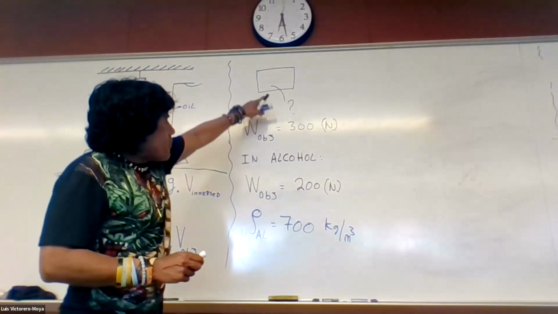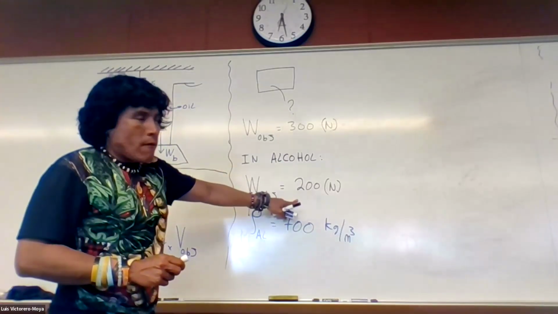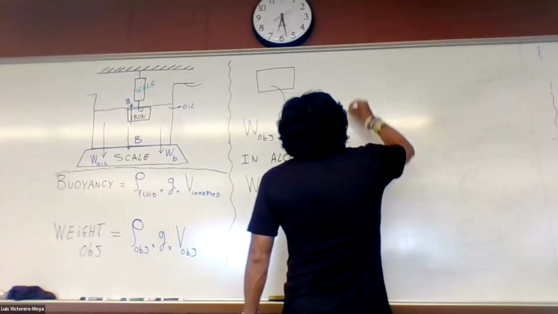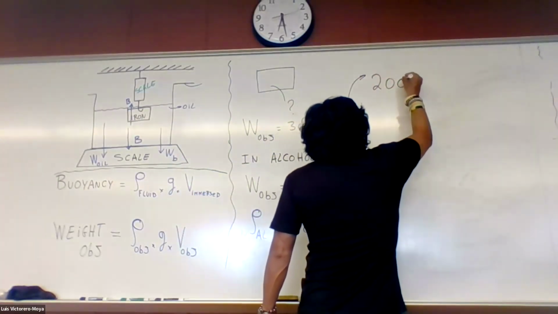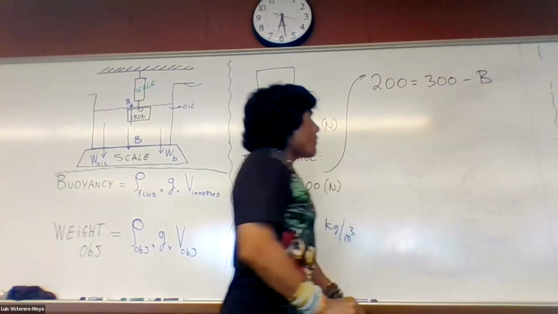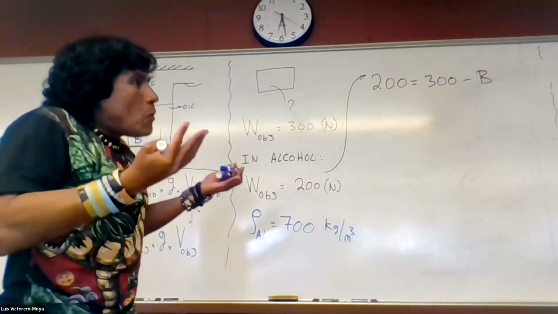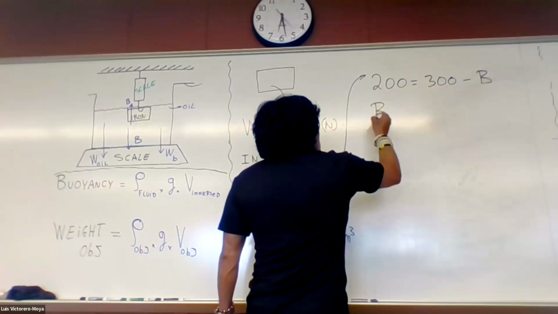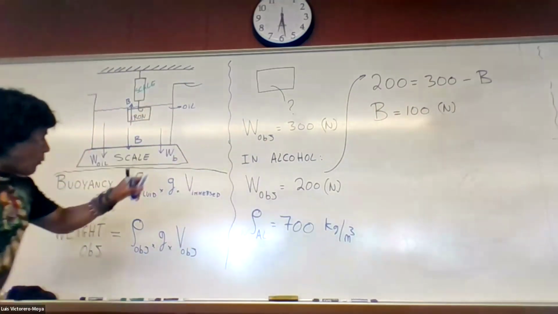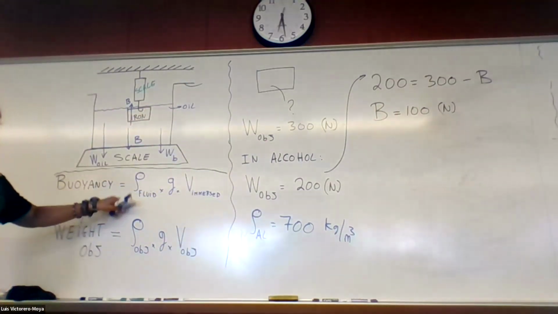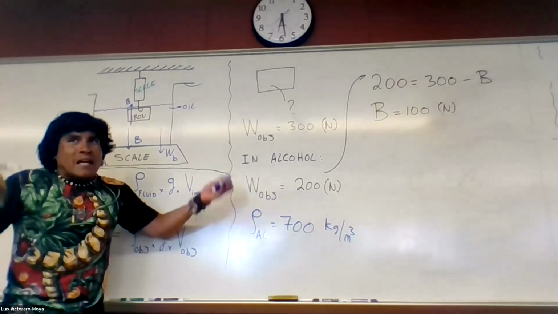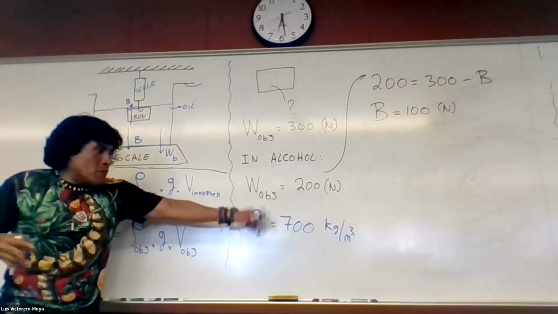Why is the weight of the object less in alcohol? Because of the buoyancy. So you can write 200 is 300 minus the buoyancy. That's it. So obviously, the buoyancy due to alcohol is 100 newtons. And we know the buoyancy is this. And I know the density of alcohol. That's what you do with water, right? Water is 1,000. Alcohol, you probably have to be more specific, but you have it.